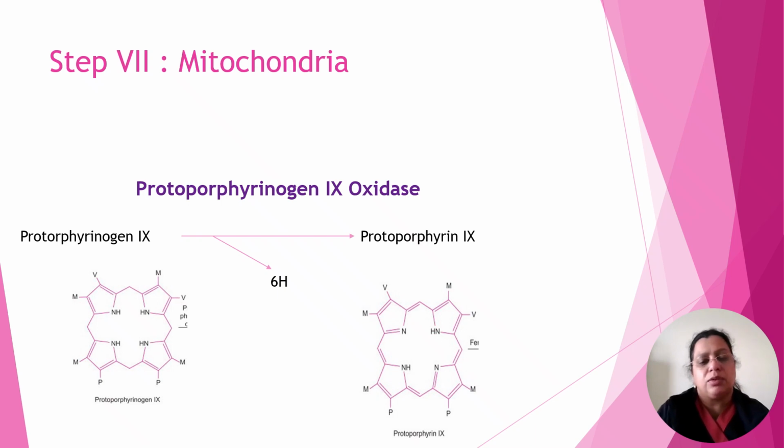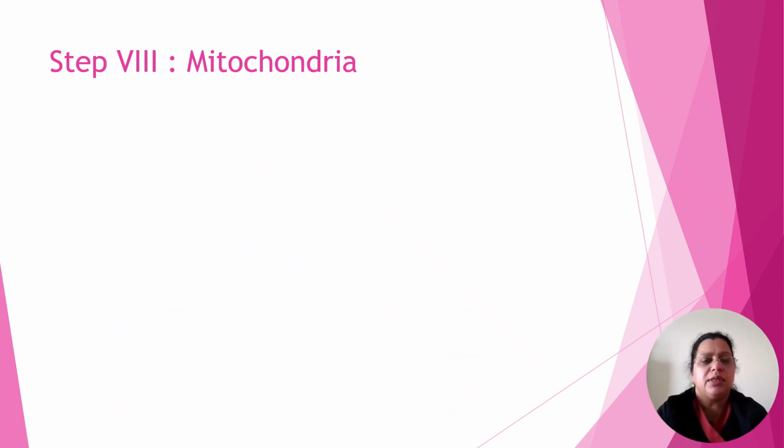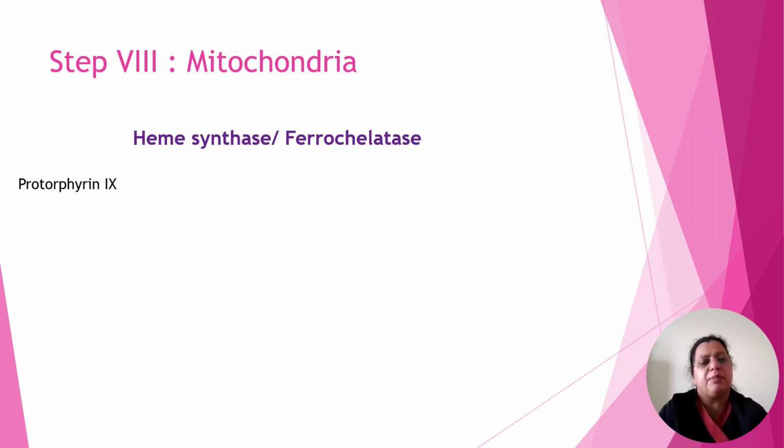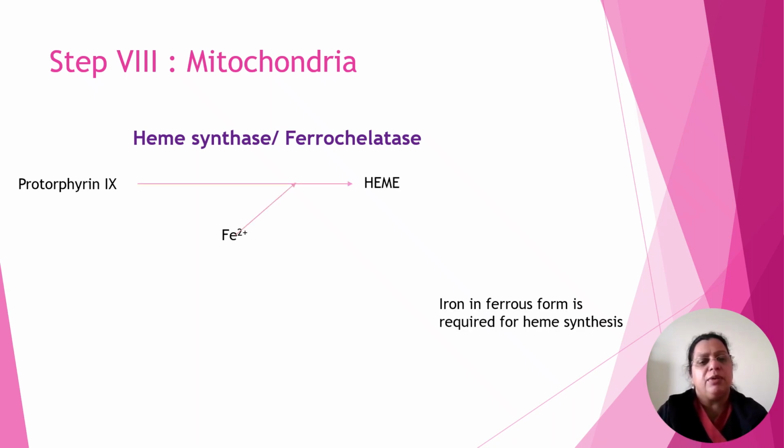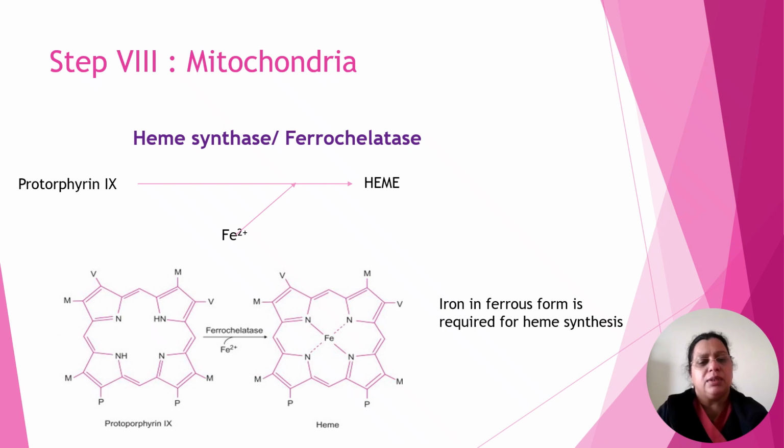Now coming on to step 8 of the porphyrin synthesis, which is the last step of the synthesis. This step takes place in mitochondria. We have the substrate protoporphyrin, which is acted upon by the enzyme heme synthase or ferrochelatase, which leads to the synthesis of heme. Now thing to remember over here is that for heme synthesis, iron should be available in the ferrous form. Ferric form of iron cannot be utilized in the formation of heme synthesis. So this is the diagram showing how iron forms coordinate bonds with the tetrapyrrole ring that leads to the synthesis of heme.